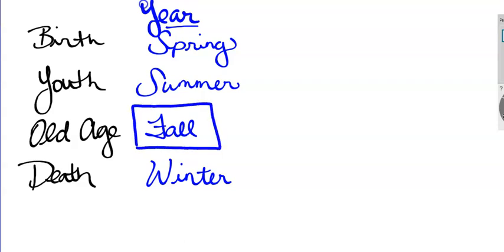Old age, all right, think about fall. Because in fall, things start to wither, right? Then death would be winter, because in the winter it gets so cold that so many things die. All right? So with that, you can see that he says that his life is in this stage right here. It's in fall.